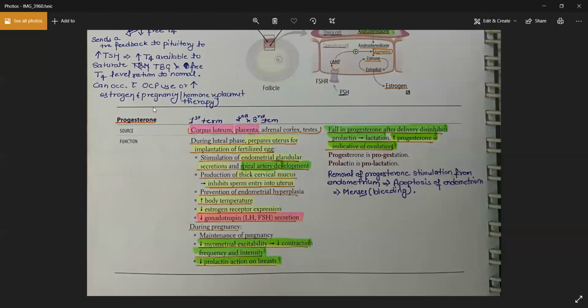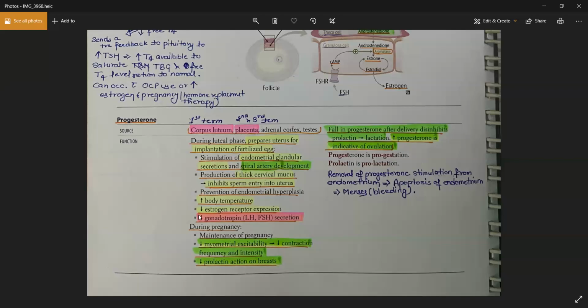So the level of progesterone suddenly rises soon after the ovulation. Okay, and when the progesterone levels are rising, it always increases the body temperature. So whenever you have an increase in the body temperature, it means you are in the luteal phase. That means the ovulation has occurred. It is again a sign for the ovulation.